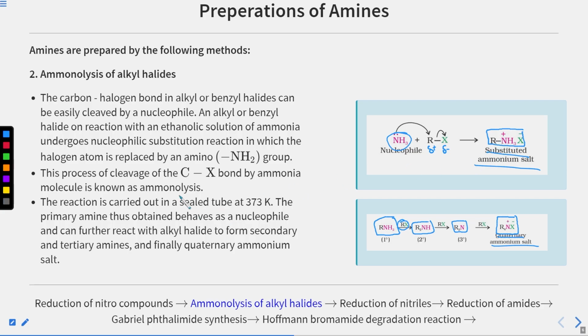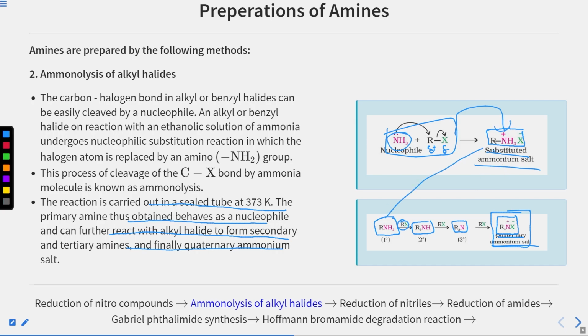So the reaction is carried out in a sealed tube at 373 Kelvin. The primary amine thus obtained behaves as a nucleophile and can further react with alkyl halide to form secondary, tertiary, and finally quaternary ammonium salt. So after this we will get RNH2, primary amine. Now this primary amine will further react with another mole of RX and it will end up at this point, meaning you will start the reaction from here.